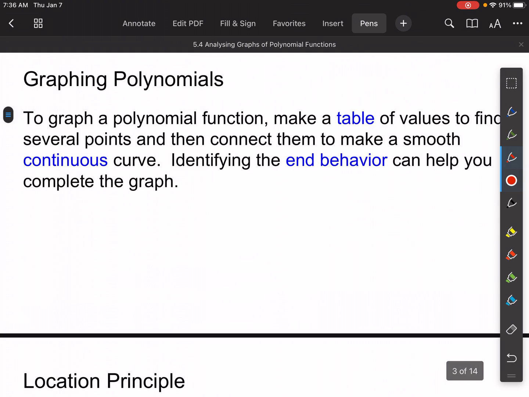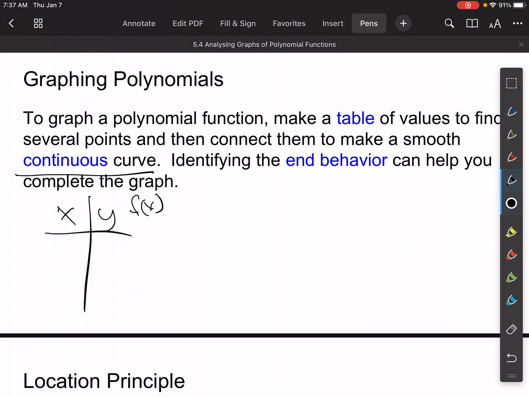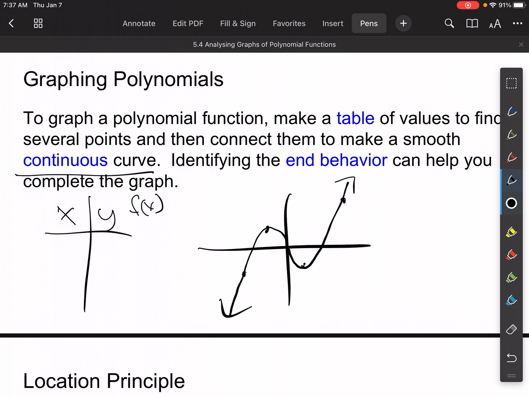Graphing polynomials. To graph a polynomial, you're going to graph just like you do with anything else. You're going to make a table. Okay, so you're going to make an xy table. Some people do an f of x table, right? Depending on the notation you want to use. And then once you get these points, you're going to use a continuous curve. So, say we have a graph, we get all these points that look like this. You're going to connect them using a continuous curve. And then you can use your end behavior to tell whether or not you're done, finding various points on this thing.